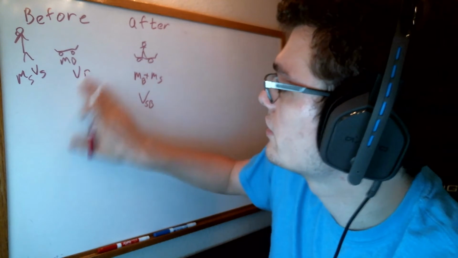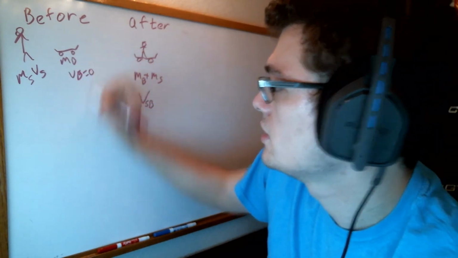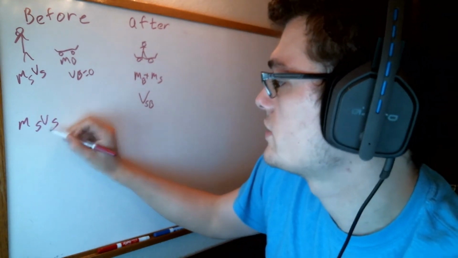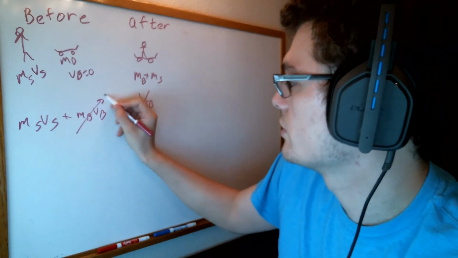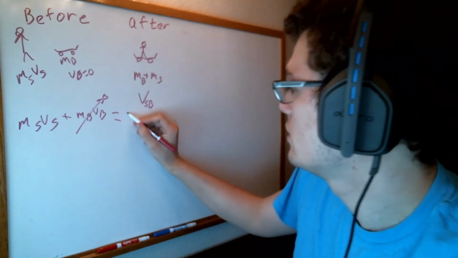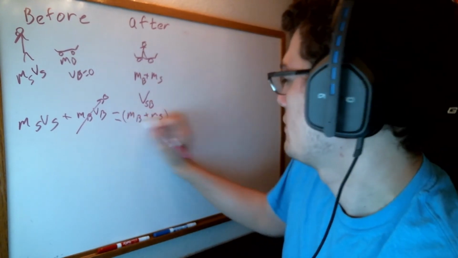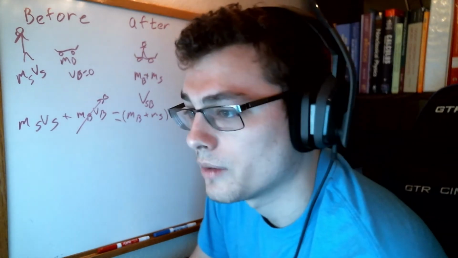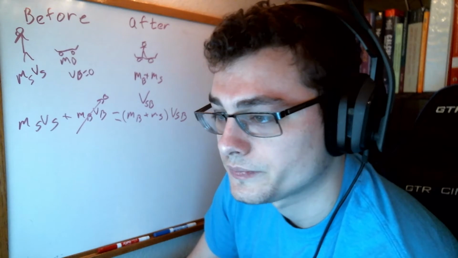Yeah, no, I think that the board is stationary. So VB is equal to 0. So we have to say MS VS plus MB VB, this term goes to 0, is equal to MB plus MS VSB. So now we have our statement for conservation of momentum here.